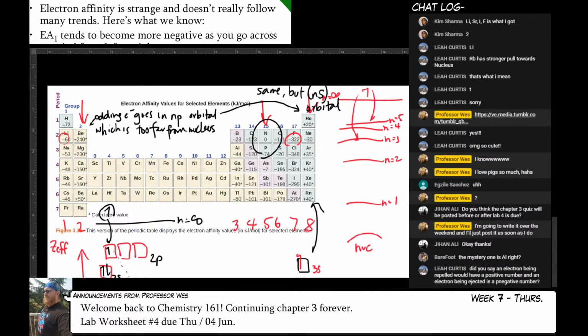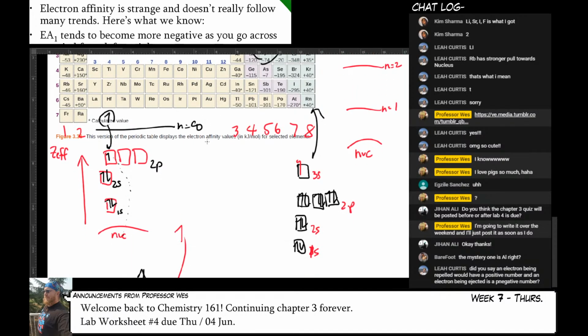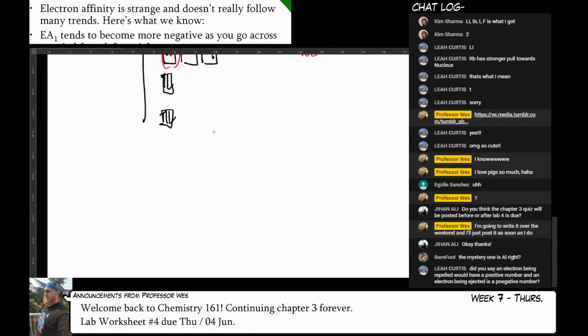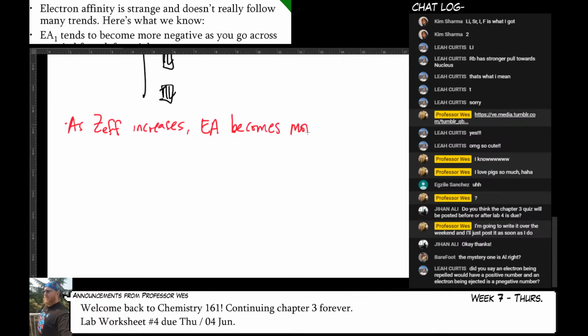If we were to summarize these, then what I would do is at the bottom here, write out the following. So as Z effective increases, electron affinity becomes more negative. As N max increases, EA becomes less negative.